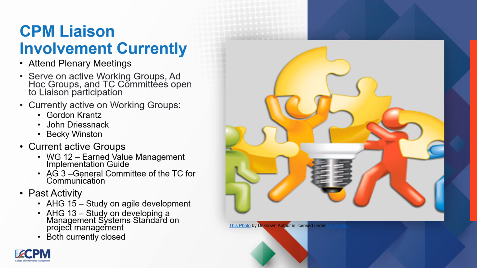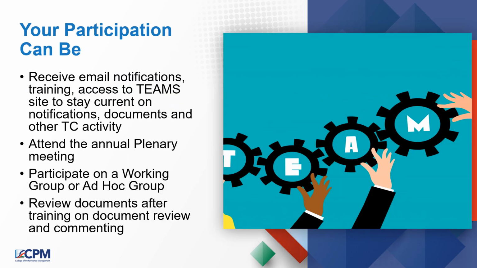Past activities recently are the Ad Hoc Group 15, which dealt with Agile Development, and Ad Hoc 13, which dealt with a management system standard. If you're familiar with ISO 9001, that's what we're talking about. You get audited and certified against it. Both of these activities are currently closed.